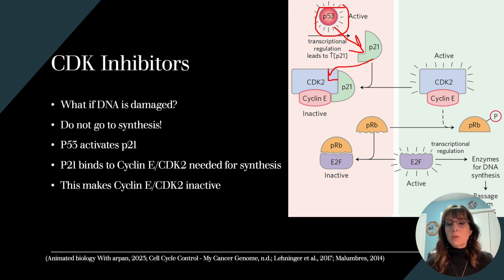So let's just back up and review what happens again in G1, toward the end of G1 before synthesis. First, you have cyclin D CDK4/6, and its job is to phosphorylate this pRB protein. And when it becomes phosphorylated, it breaks free. It allows E2F to become active. E2F then goes on and transcribes some genes that are required for synthesis. Well, if you have damaged DNA, you certainly don't want this to happen.